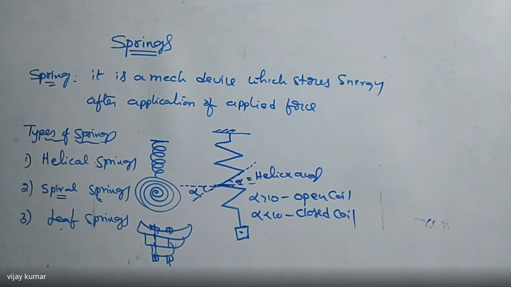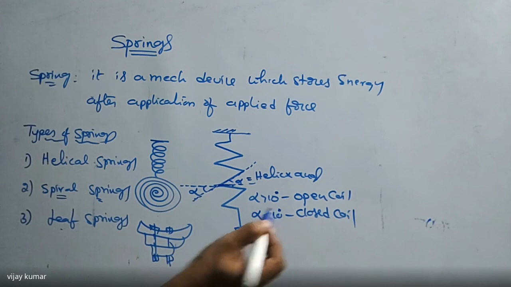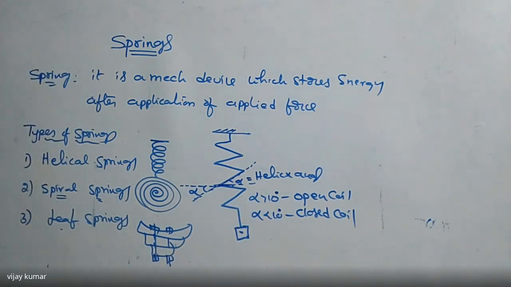So here there are different types of helical springs. One is said to be open coil helical spring, one is said to be closed coil helical spring, depending on the helix angle. So alpha is greater than 10 degrees for one and less than 10 degrees for the other. Then we are getting two types of coils here, that is open coil and closed coil.